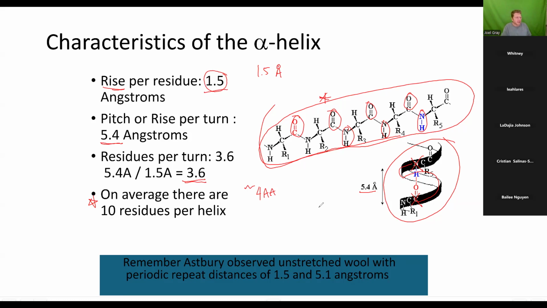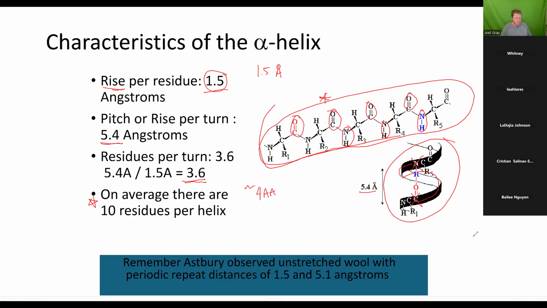Okay, so add to the chat how many rotations are there in the average helix. If the average helix has 10 residues, what's approximately the number of rotations in the average helix? I've got a vote of 6, 6 to 7.